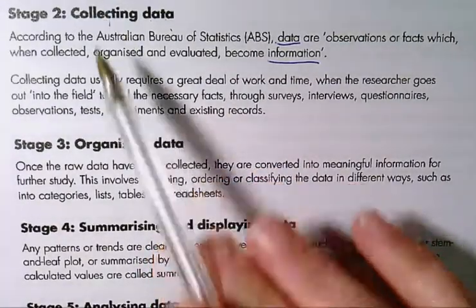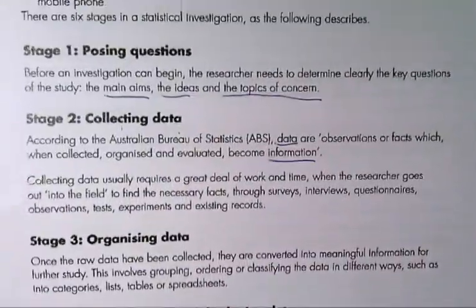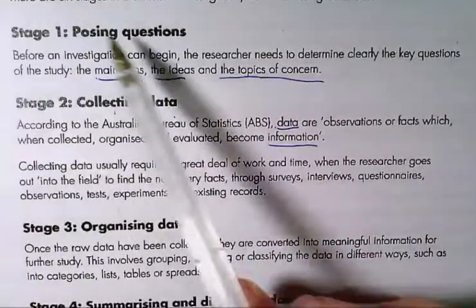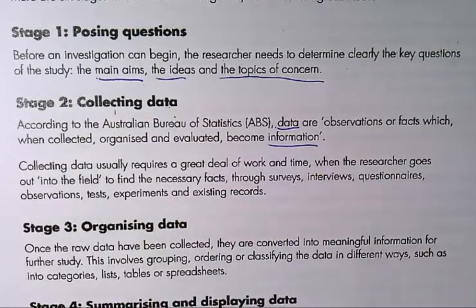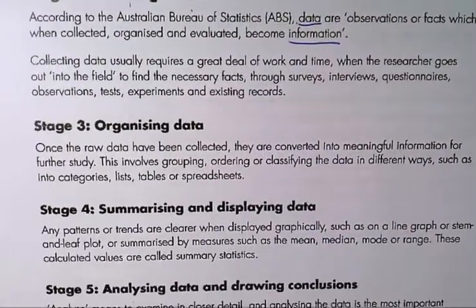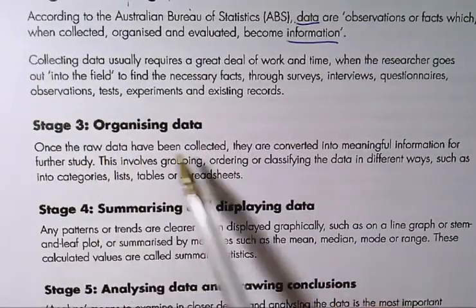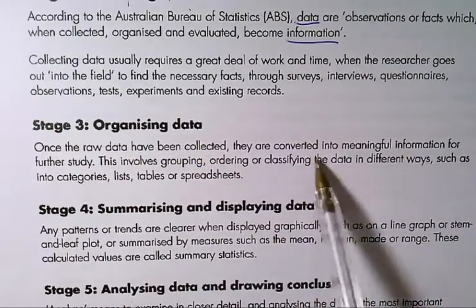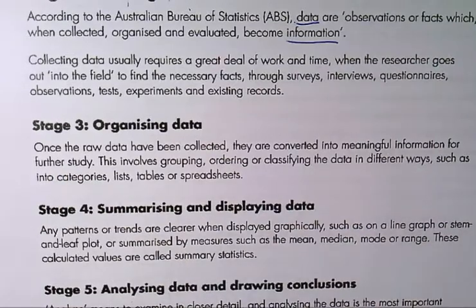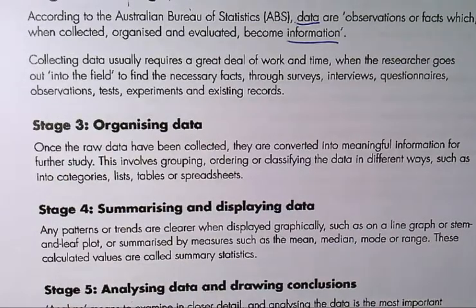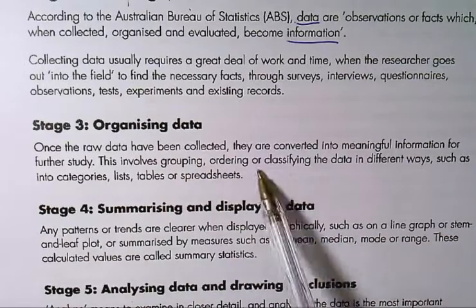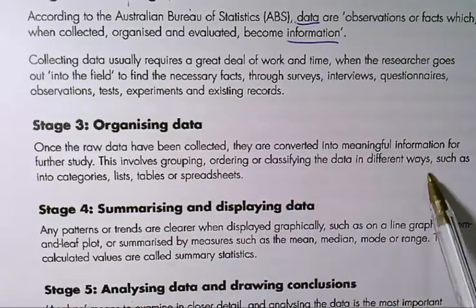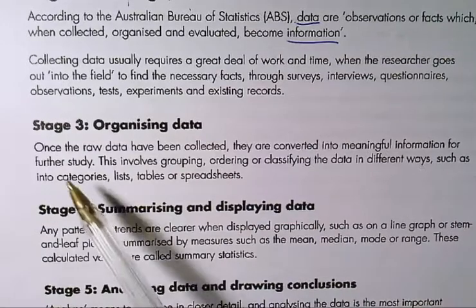Once we've collected the data, we need to organise the data. So far, we're going to find out what questions we're going to ask. We're going to collect the data. Once we've got that data, we need to organise it. Now, once the raw data has been collected, it's converted into meaningful information for further study. You might, for example, want to group it and order it and classify it in different ways, into different categories perhaps.